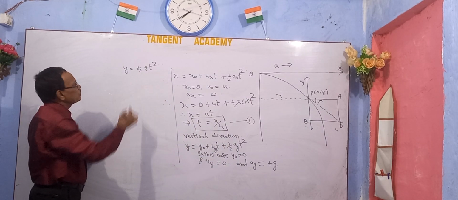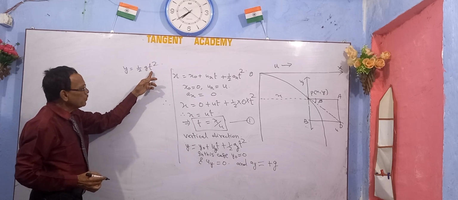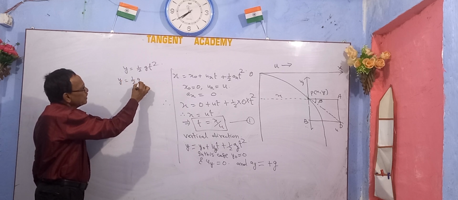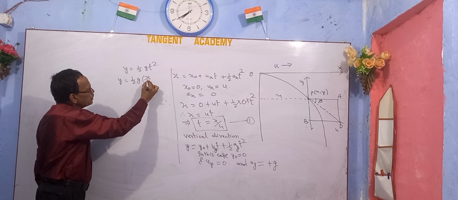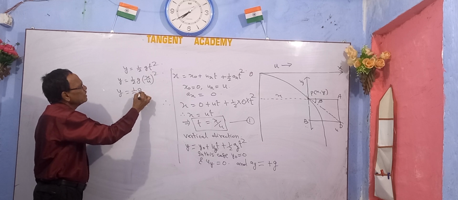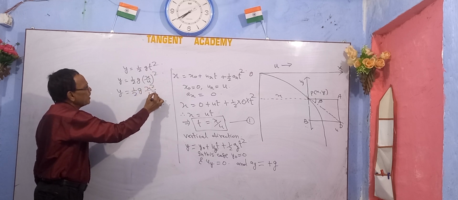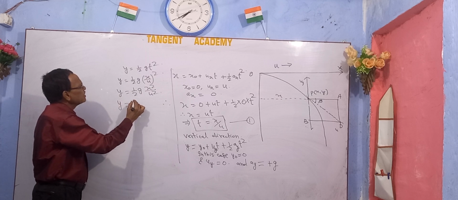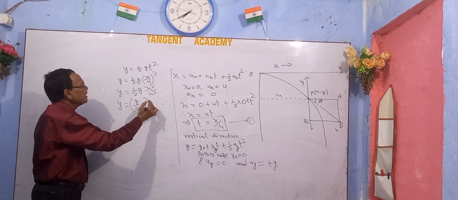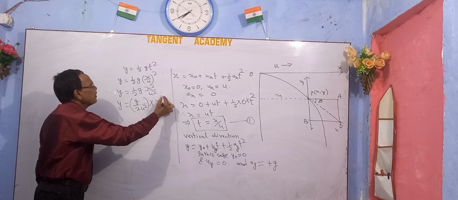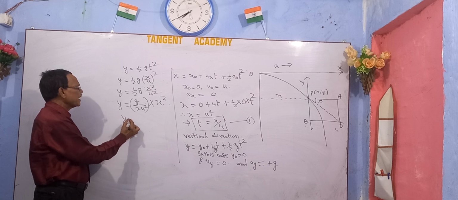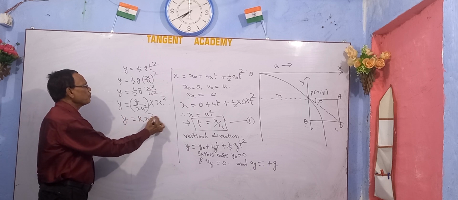Therefore, y is equal to half gt square, and we can put the value of t from relation 1. Y is equal to half g x by u square. So y will give you half g x square divided by u square. It can be written as g by twice u square, which can be taken as undertaking x square. X square is variable. This value can be treated as any constant k. So this is in the form of kx square.